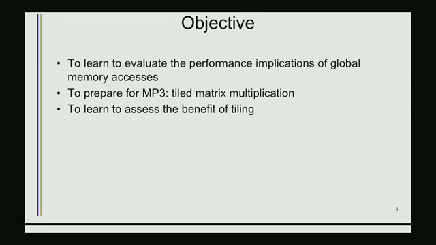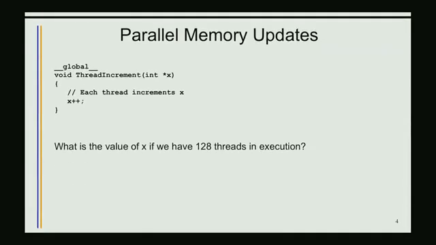So with that in mind, let's get our brains activated. This has nothing to do with matrix multiply, but it's a general question about parallelism. Very simple kernel. There's one parameter, which is a pointer to some memory location x, and each thread is going to increment x. If we have 128 threads executing this code, what do we expect in memory location x? I should have said: if x started out with the value 0.